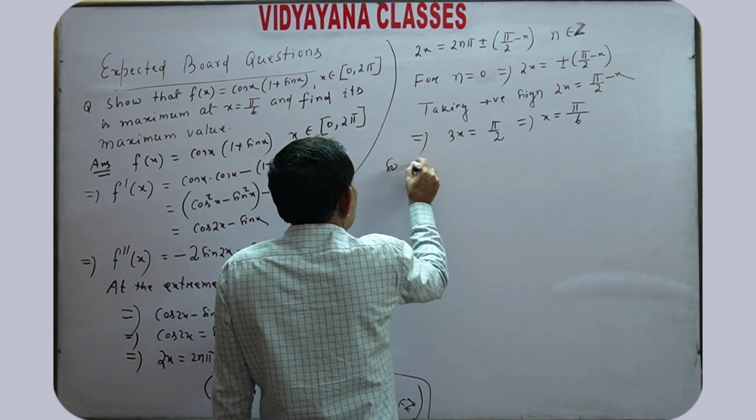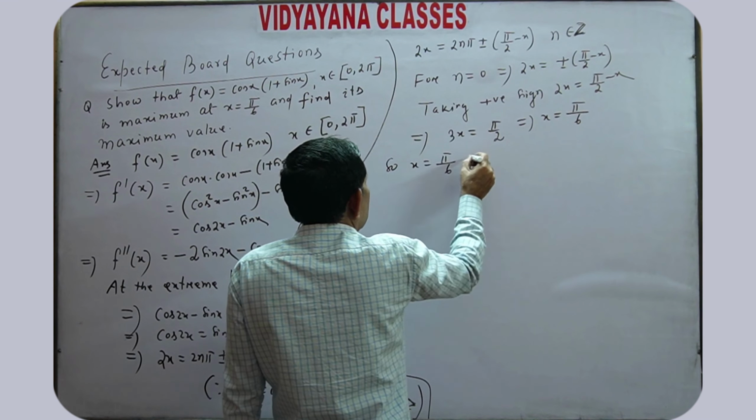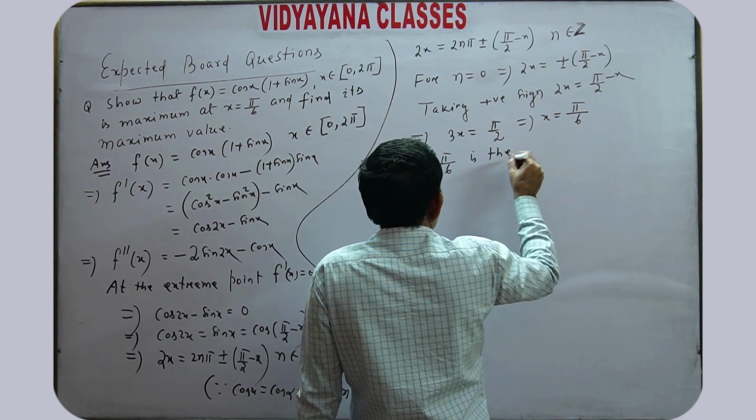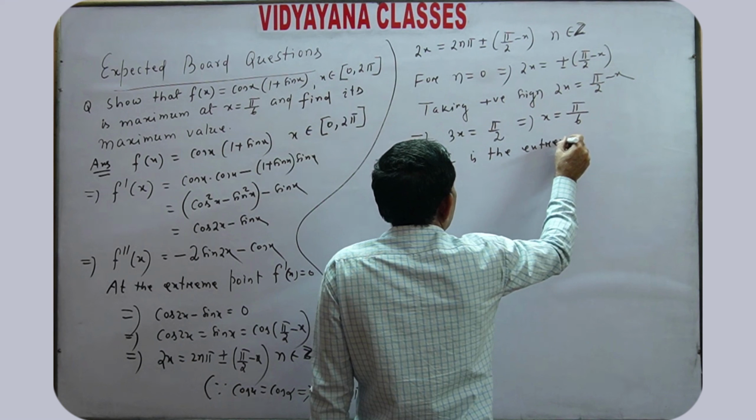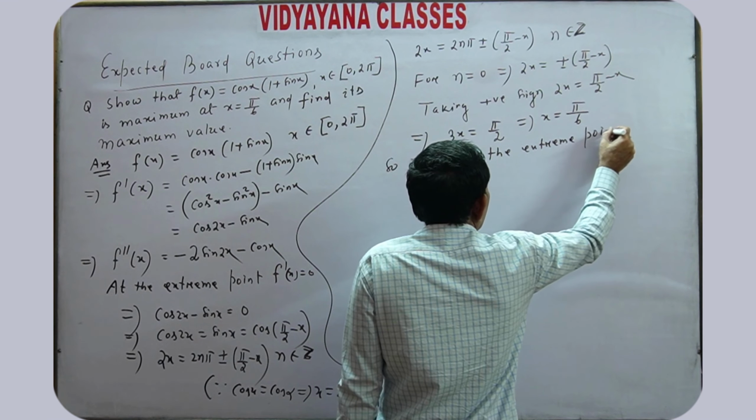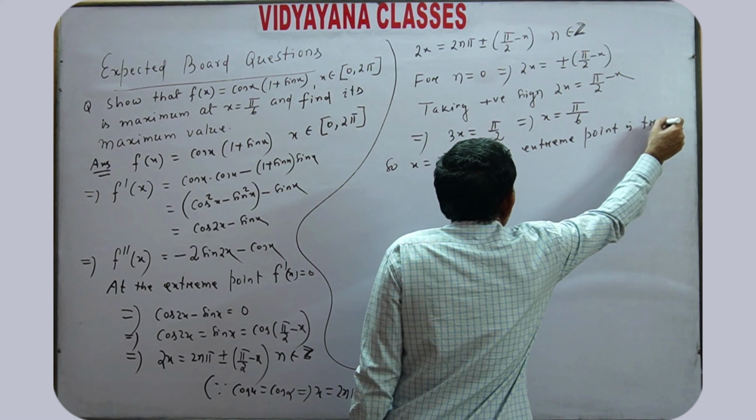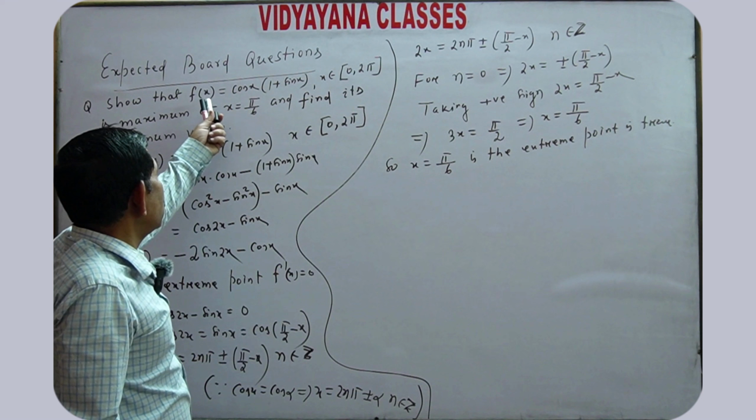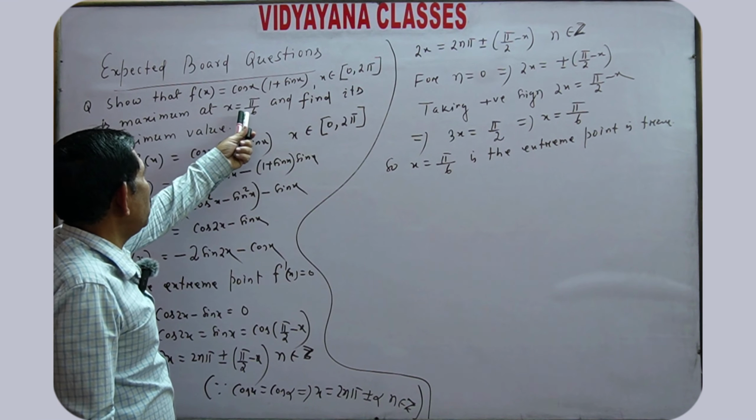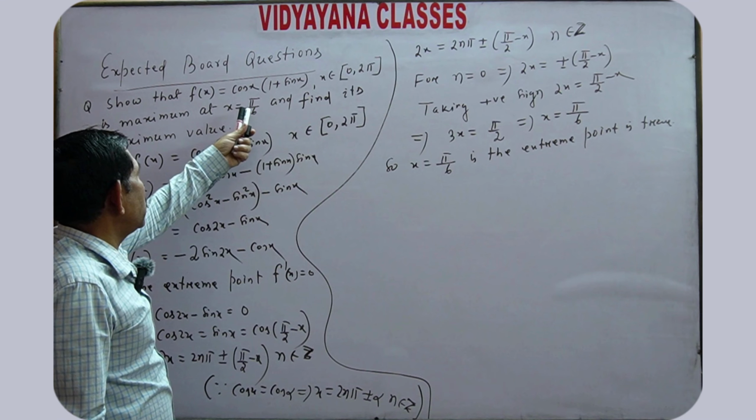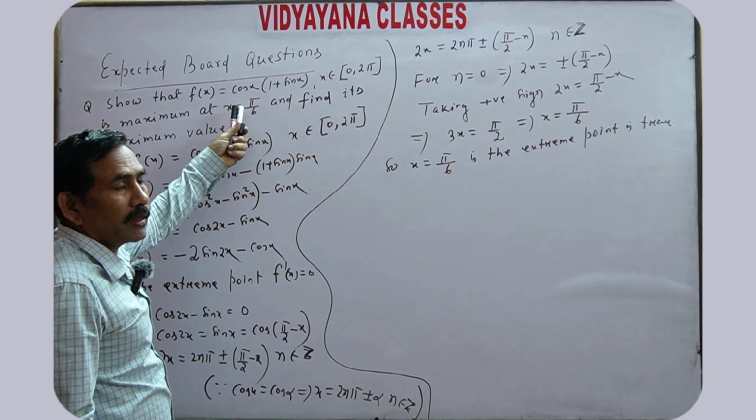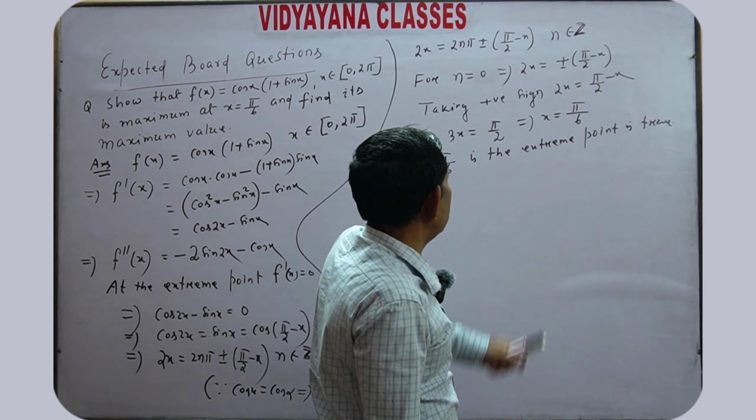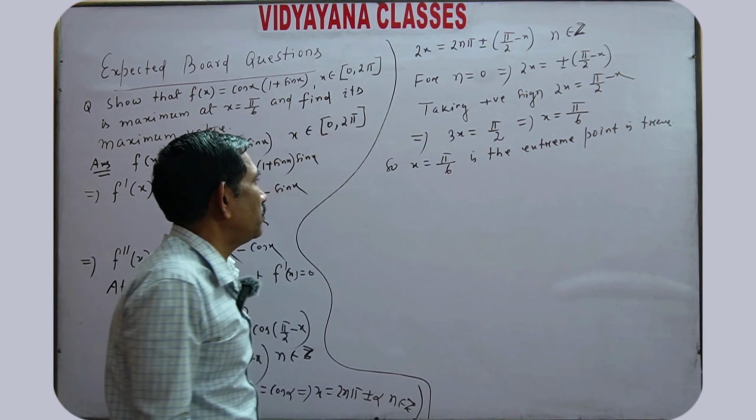So, x equal to pi by 6 is the extreme point is true. Given x equal to pi by 6, we have to test whether the function has a maximum at x equal to pi by 6. So pi by 6 must be an extreme point. It implies x equal to pi by 6 is the extreme point. Is it true?